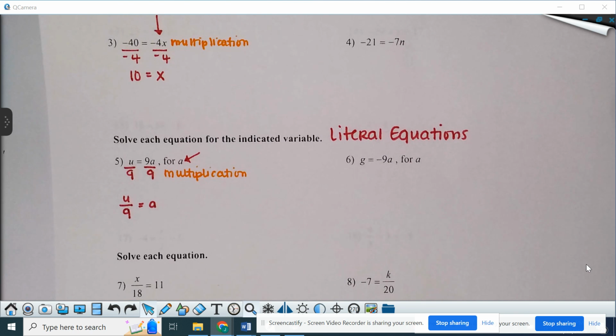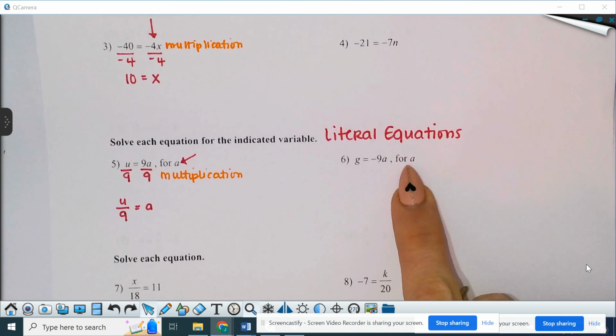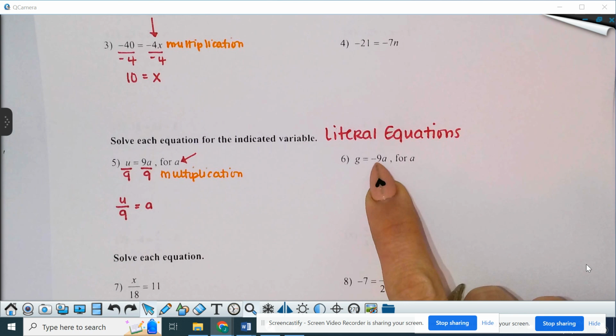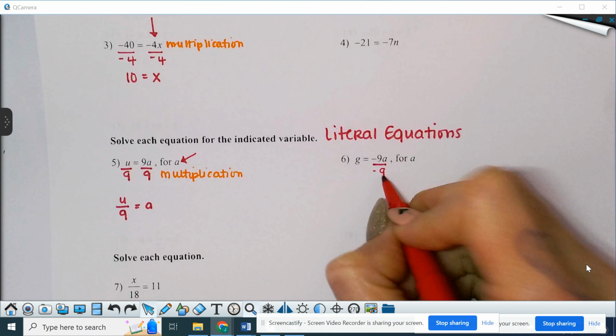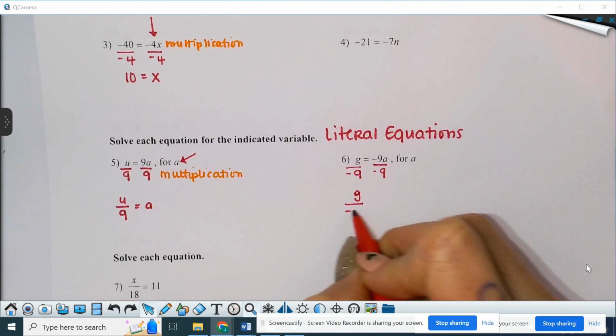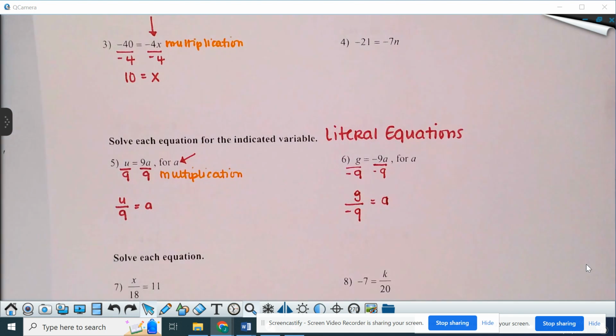Same thing for number 6. If we're solving for a, I have to get it by itself. It is attached to that negative 9 by multiplication, so I'm going to divide by negative 9. And I end up with g over negative 9 equals a. A is now by itself. You are done. It is just ugly.